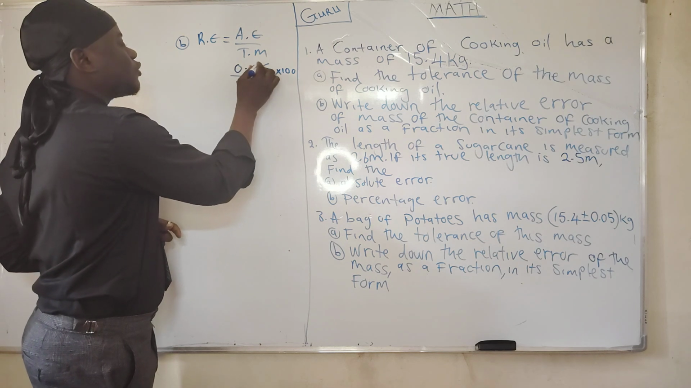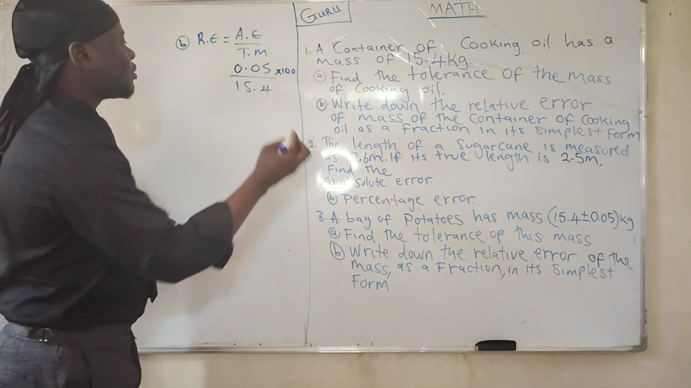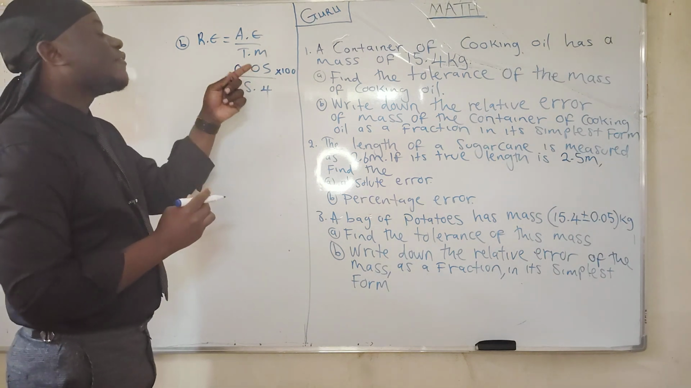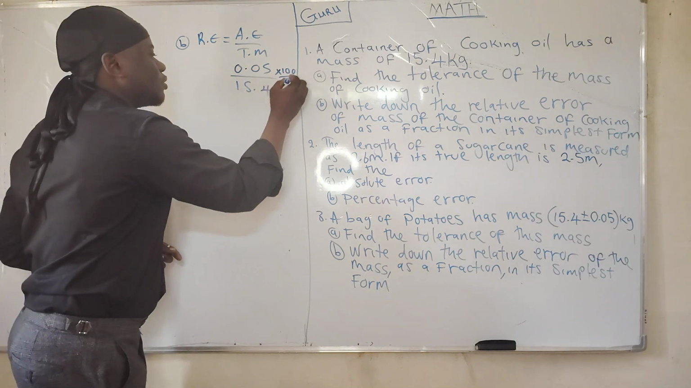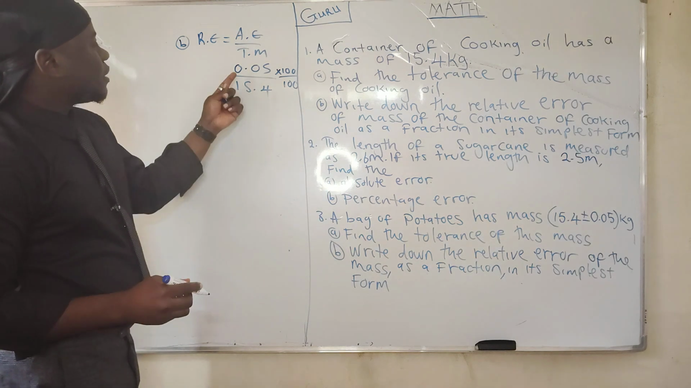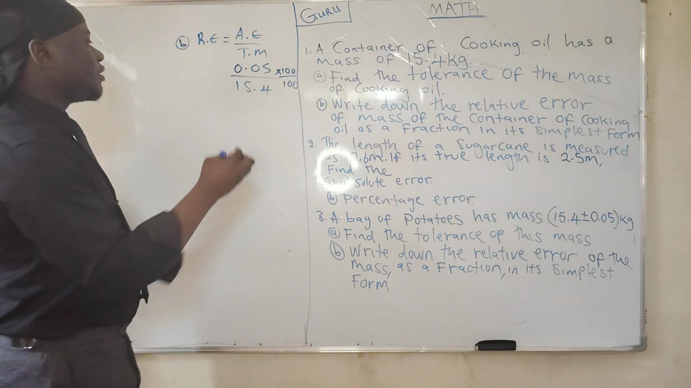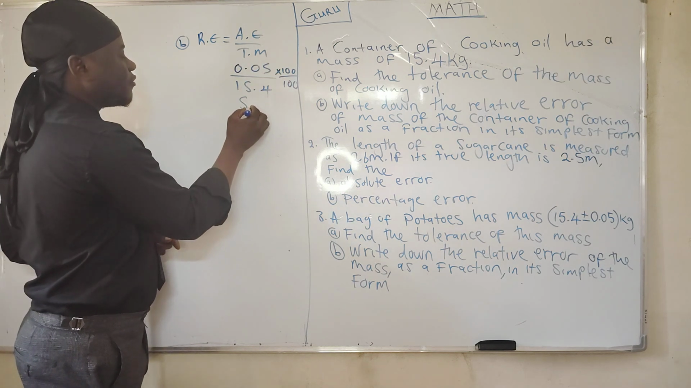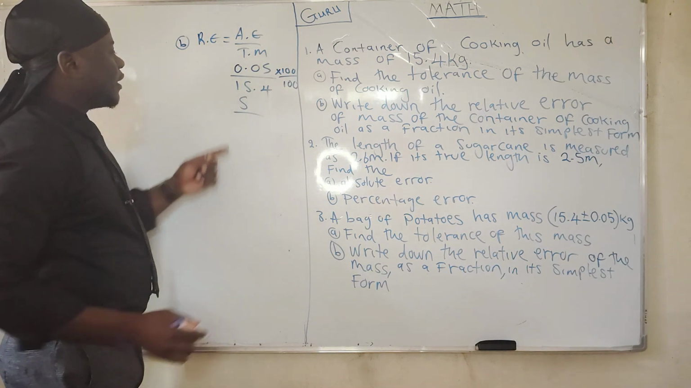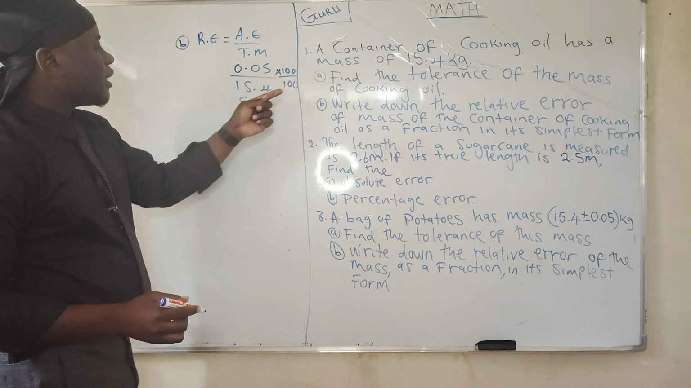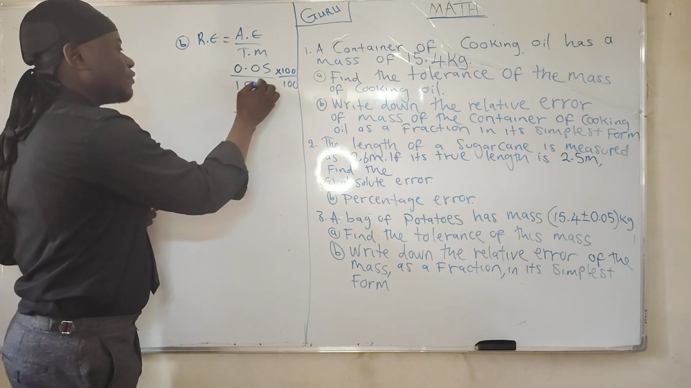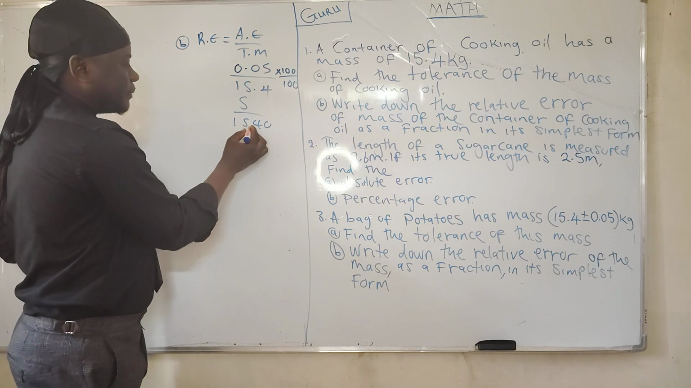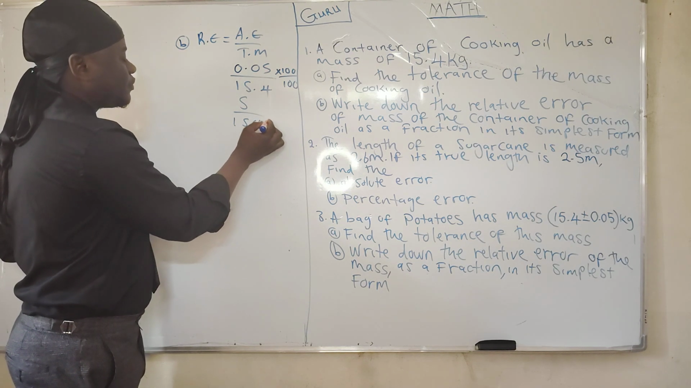The zeros are the ones which will push the point to your right 2 times, so that you move a point 1, 2, then you have 5. Now whatever you do on top, do it also down. Multiply 0.05 times 100, you have 5, meaning the point has moved 1, 2, so you have 5.0, same as 5. Then here you have 15.4 times 100, meaning the point will move to your right 2 times. So you say 1, 2.